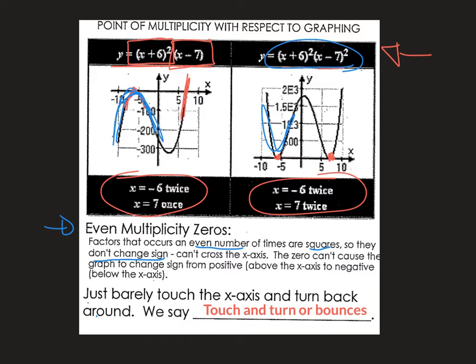Versus over here, whatever comes out of this, if I put in, say, a negative x value of -8, this whole thing is guaranteed to be positive. But now what dictates whether the y value is negative or positive is really the x value as it pertains to -7. And so that's why this whole function doesn't come up to positive until it gets past 7. The rest of this function stays in negative y territory until that moment. Again, squares will always result in a positive output. So just barely touching the x-axis and turning back around, we say touch and turns or bounces.